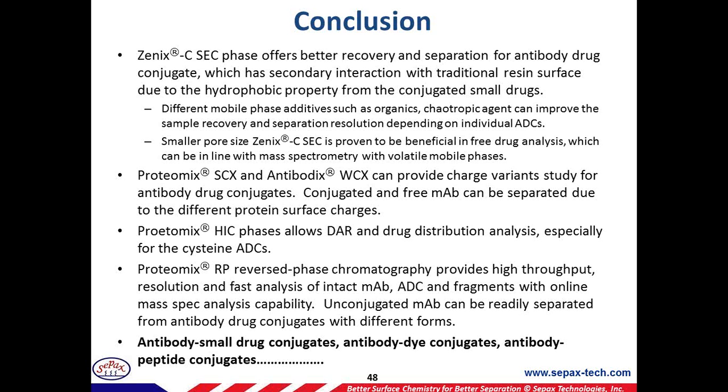Here are some references, very good references for you to read. If some of you just got into the ADC research work, these are some nice review papers, and some of the methodology we have talked about is from these papers. So, I highly recommend you take a look at those.